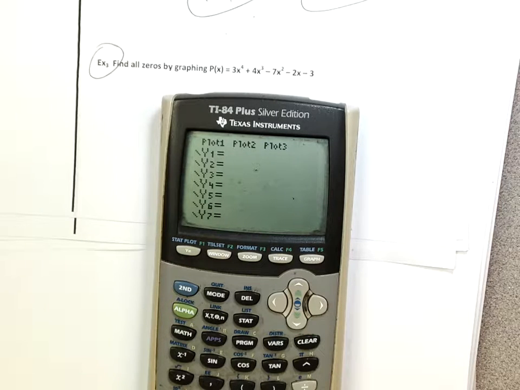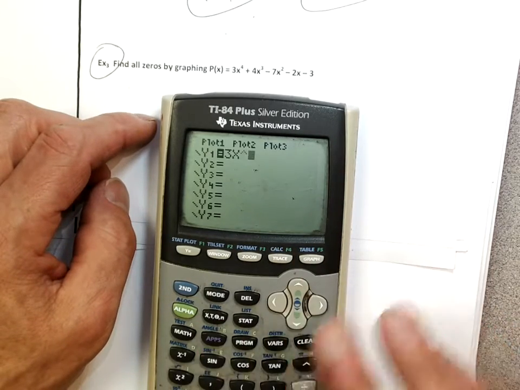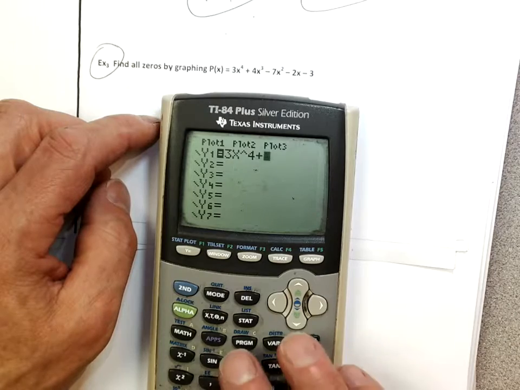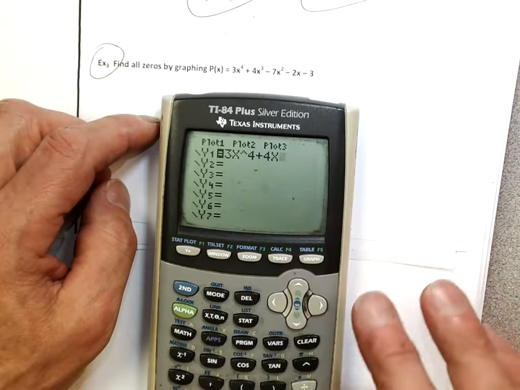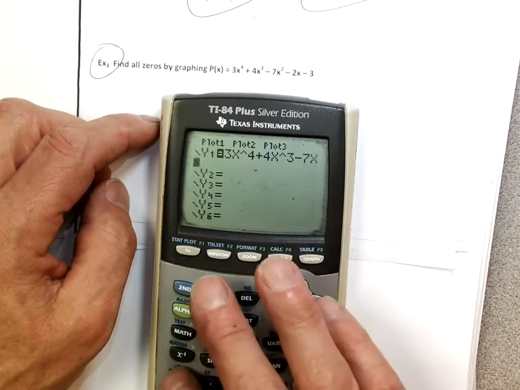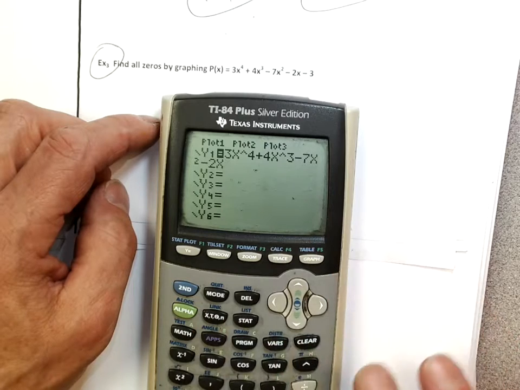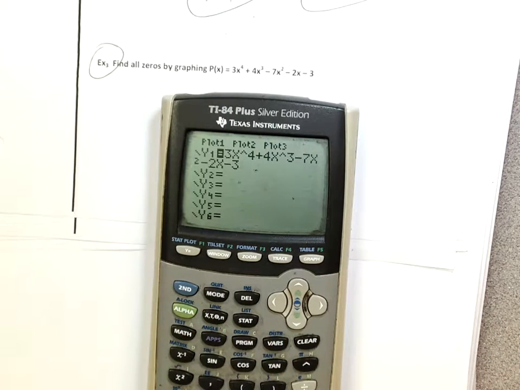Okay. So y equals, and I'm going to type in 3x to the 4th plus 4x to the 3rd minus 7x squared minus 2x minus 3. Now, before I push graph, this problem could have 4 answers because of the x to the 4th, okay? It might have less, but it certainly could have 4 answers, all right?